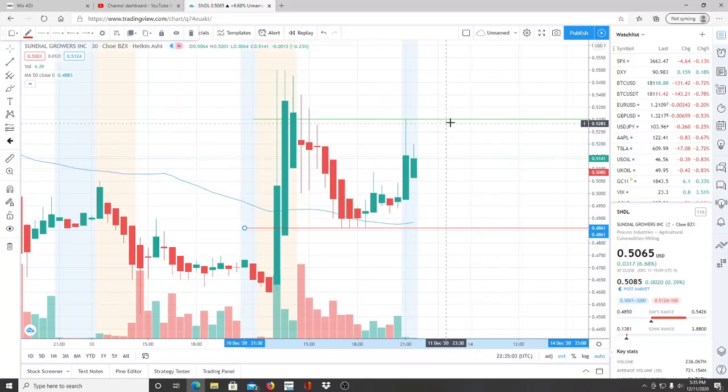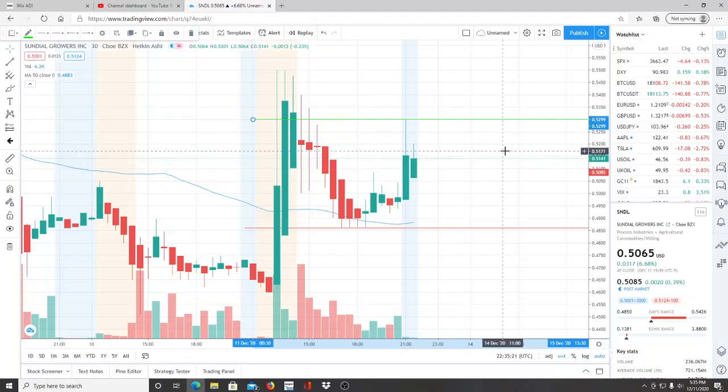Now, on the other hand, we have our resistance, and this resistance is 52.99. I mean, to the thousandths place, that's 0.0001. So I would round that up to 53 cents. 53 cents is super important to keep in mind. The bulls need to break through this. I want to emphasize that.